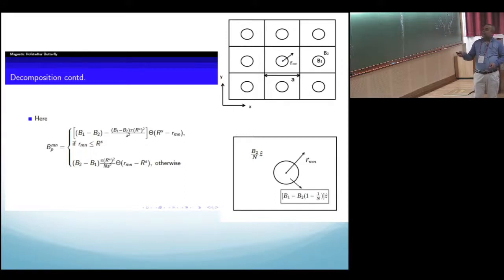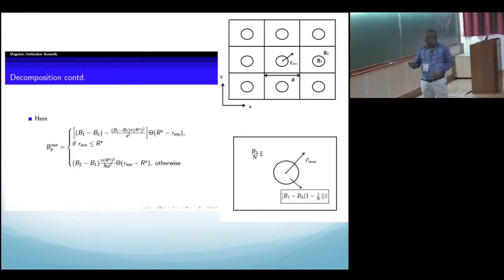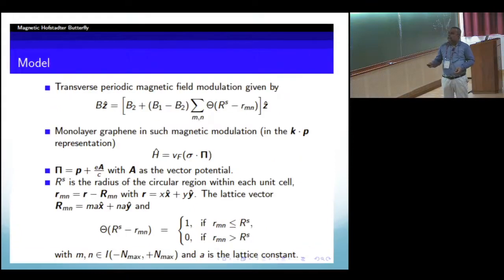You have a square lattice type of structure, and each square cell contains a circle where the magnetic field strength is B1, and the other part is B2. There is, of course, a theta function here, so you should not worry about this theta function. There are standard techniques to handle it by just using Stokes' theorem, so that can be taken care of. Now, given this, we are just going to write the corresponding graphene Hamiltonian.